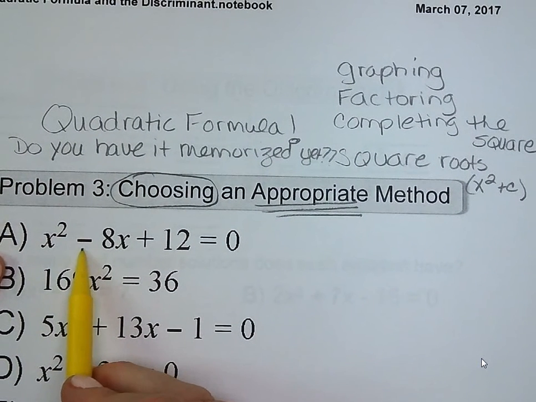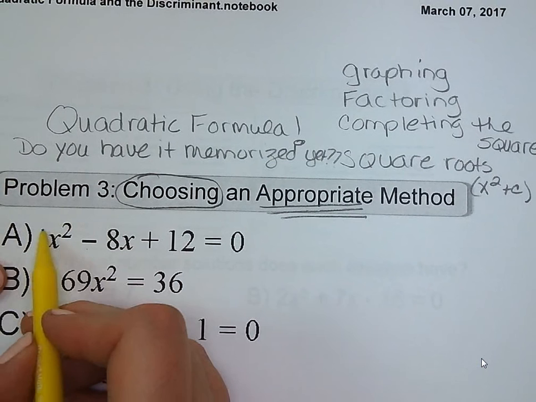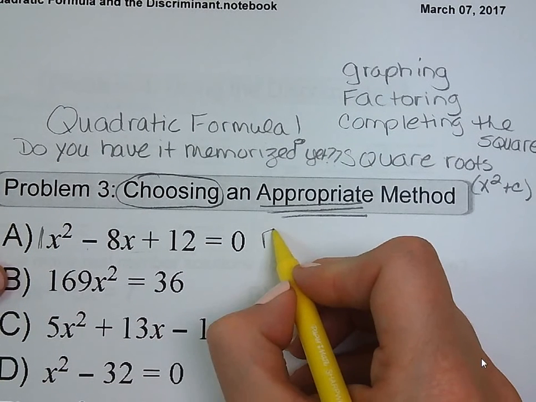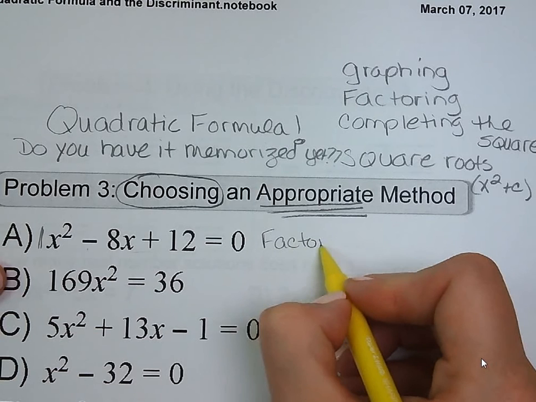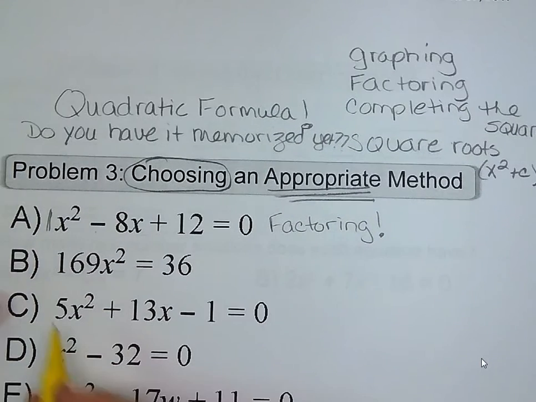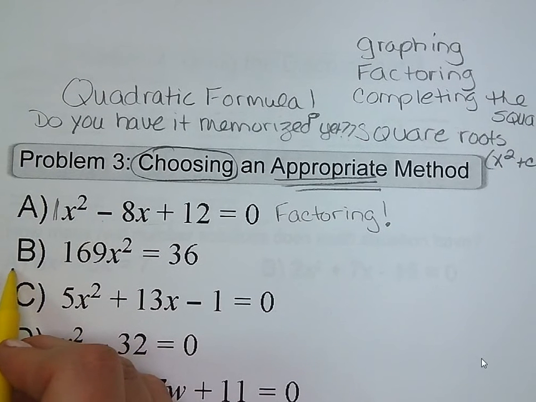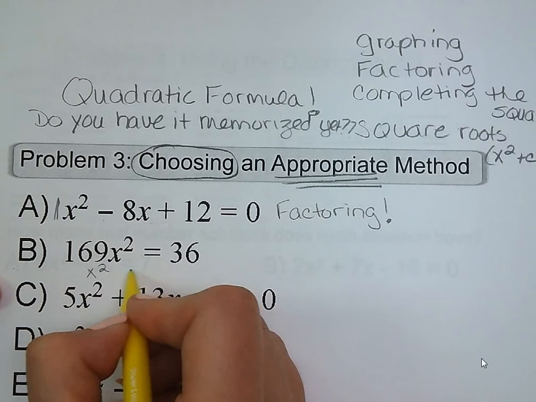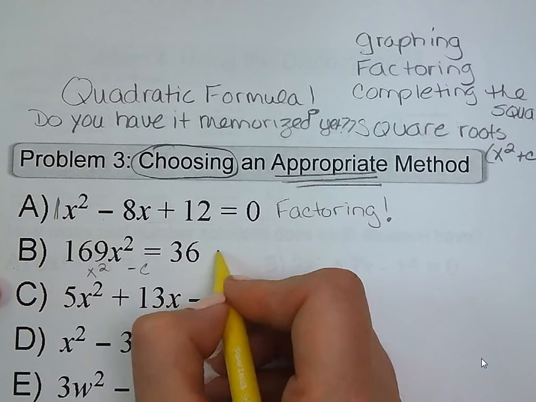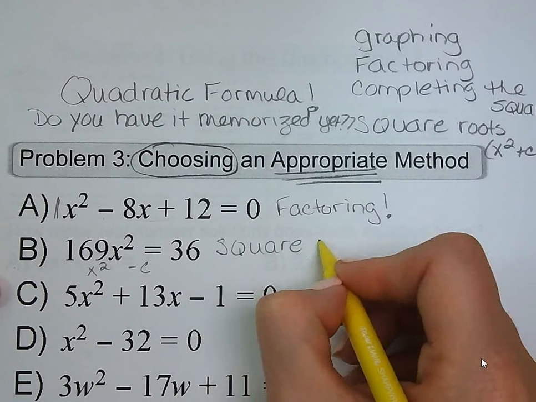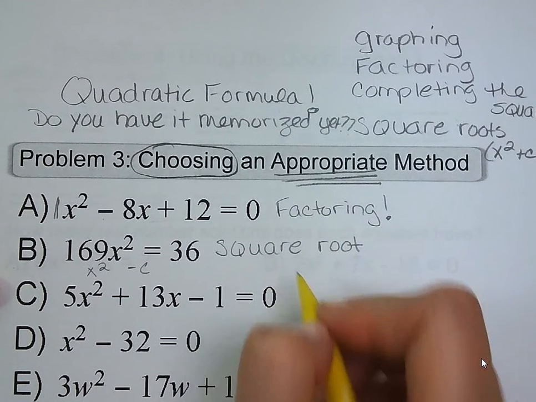So looking at letter A, we've got x squared minus 8x plus 12. Well, to me, that looks like we can factor that pretty easily. And so that's what we would do. We would have x minus 6 and x minus 2. We can factor that one. B, I see numbers that I can take some square roots there, because I have an x squared term and I have a c term. So square root is going to be the best method to use for that one.